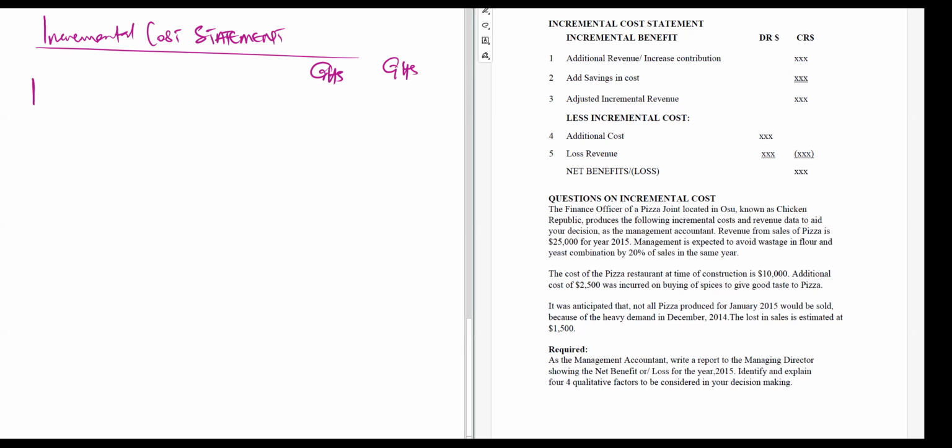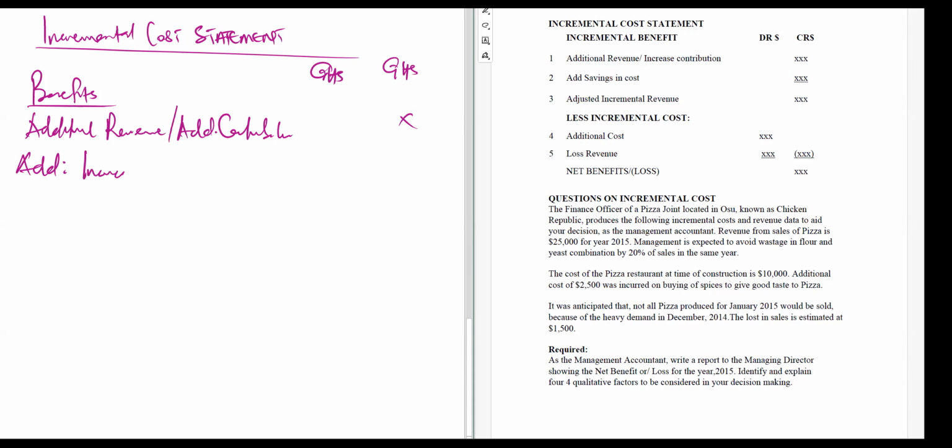So always you start with what? Your benefits. And under your benefits, you have what? Maybe there could be an additional, it depends on the way the question is put, right? Any additional revenue or additional contribution. Then you add any increase in cost savings. Maybe there were some cost savings, they'll go and add up to it, right? So this becomes your total benefit.